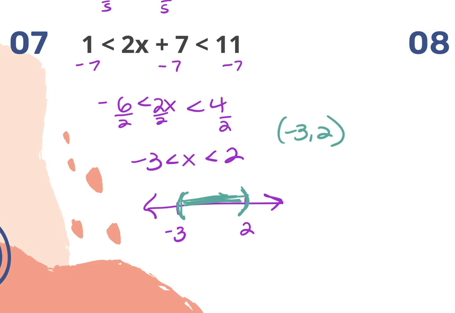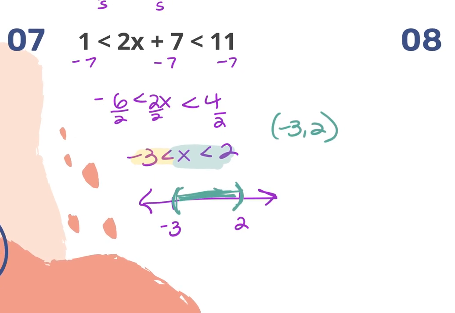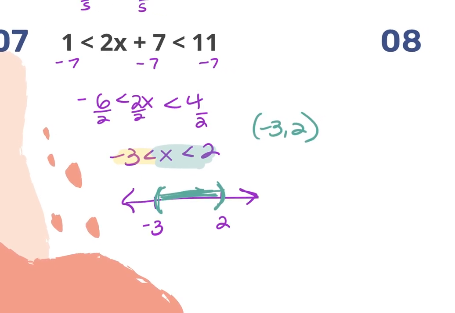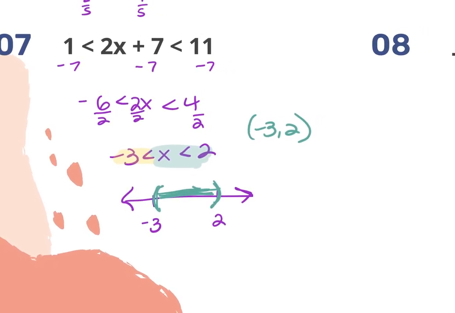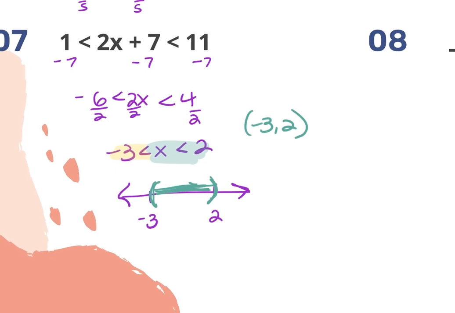When it's an and statement, it also has to make sense as an and statement, right? It has to be greater than the smaller number, but less than the bigger one. If that was reversed, this would be no solution because it would go in the other directions. Sam? Yep. Not on all of them, but on some of them, yes. Yep.